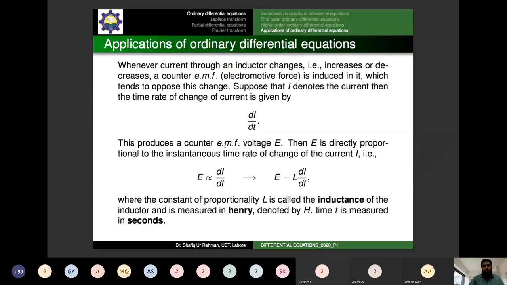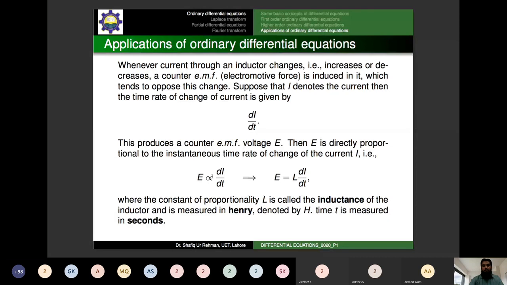Whenever current through an inductor changes, that is, increases or decreases, a counter electromotive force, EMF, is induced in it, which tends to oppose this change. So if you assume that capital I stands for the current, which is a function of t, then the time rate of change of current is going to be di upon dt. This produces a counter electromotive force. Then E is directly proportional to the instantaneous time rate of change of the current, di upon dt.